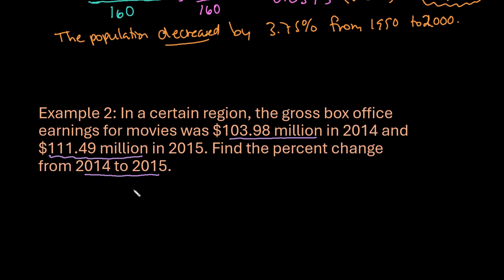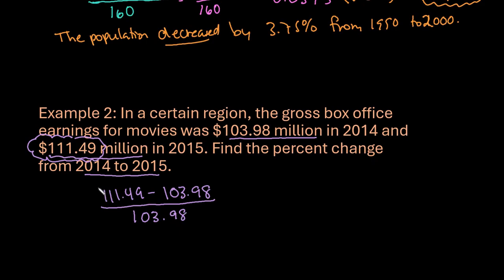So again, we are going to do the new. So this is the newest one. So we're going to do 111.49, and we're going to subtract from that the original or the starting in 2014, which is 103.98. And then we would divide by 103.98.